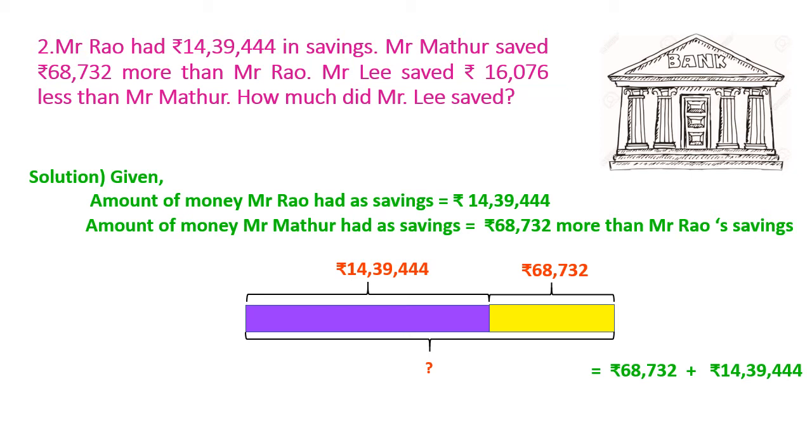After adding 68,732 and 14,39,444, we got the answer as rupees 15,08,176. So this is basically the amount Mr. Mathur has in his savings. Now let's move to the next part.